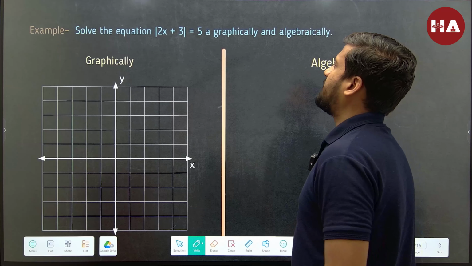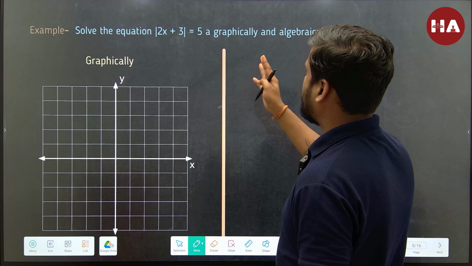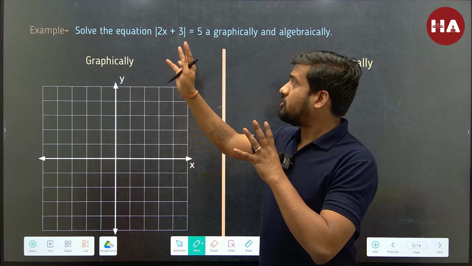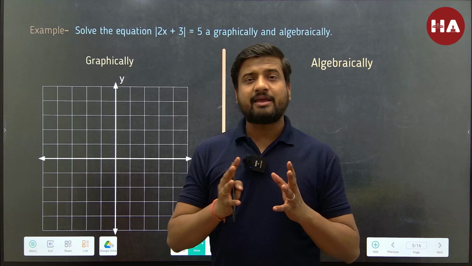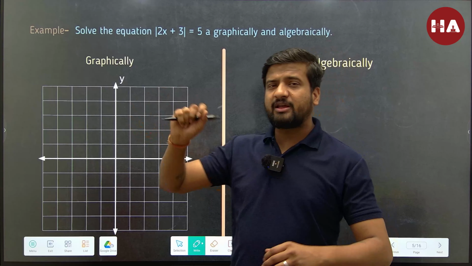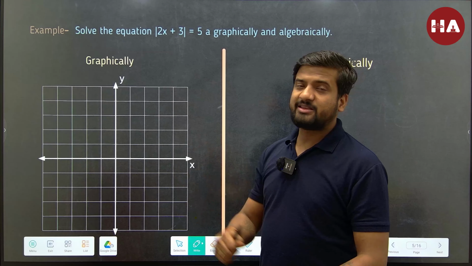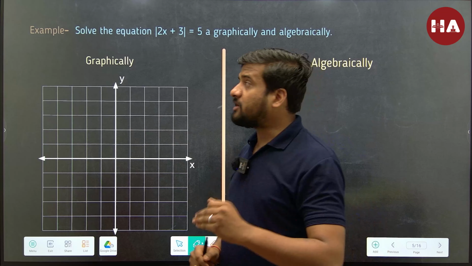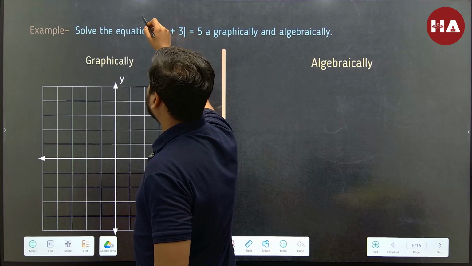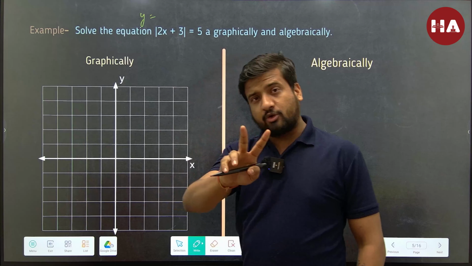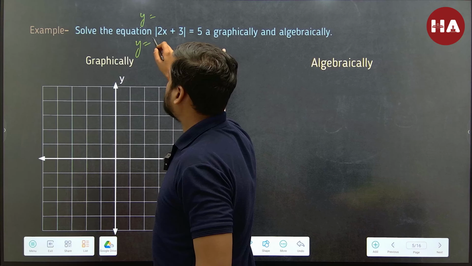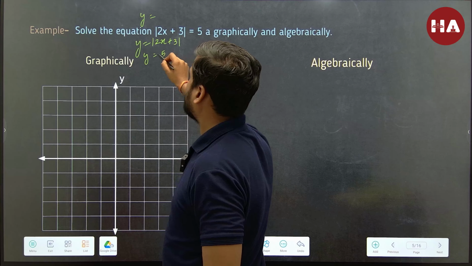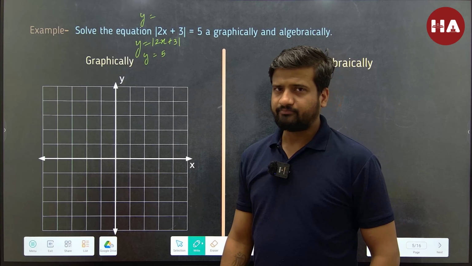To solve the equation |2x + 3| = 5 graphically and algebraically. So basically this is one of the most basic questions that you'll be getting in modulus functions. Whether it's graphically or algebraically, this will be one of the easiest questions. All right, now let's first solve it graphically. So what we are going to do is, we'll let this equal y. So I'll get two equations. First, y equals |2x + 3|, and the other equation that I'll get is y equals 5. Correct? All right.